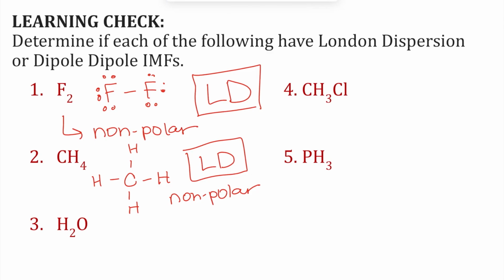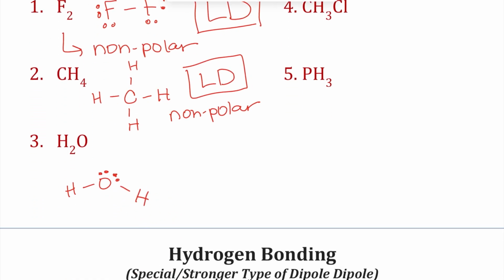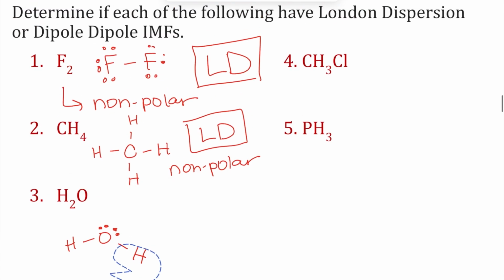H2O, I don't think we've drawn this one yet. Oxygen goes in the middle, hydrogen on each side, make everyone happy. Oxygen is happy with 8, so we need 2 lone pairs. Each hydrogen is happy with 2, so those are happy there. And so then now we have this covalent molecule. I'm going to determine that polarity.